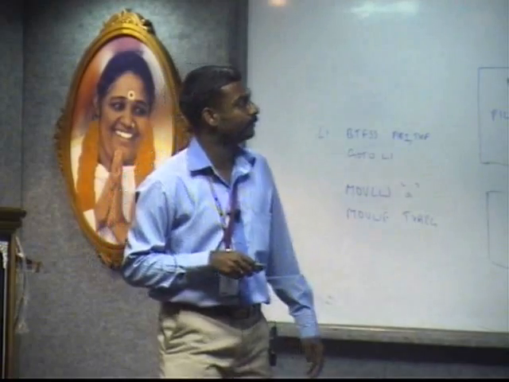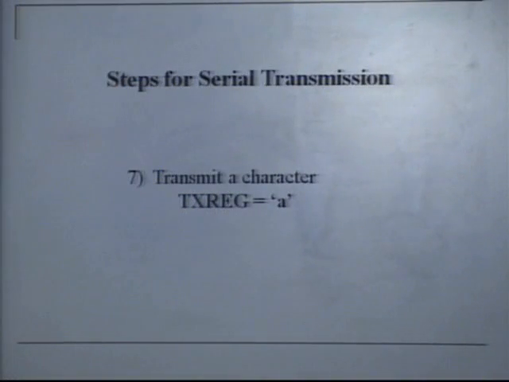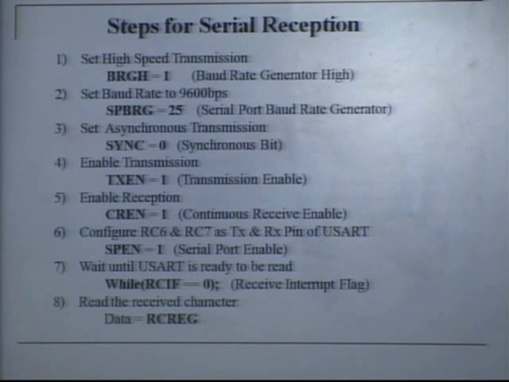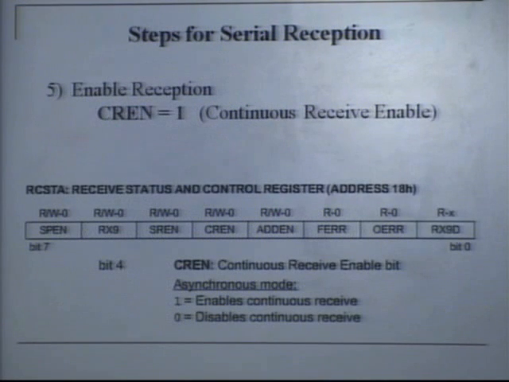These are the steps for transmission. Next we need to see the steps for reception. So what are the steps for reception? There are only very small changes. Registers are almost the same, steps are also almost the same. There is some addition in this step. Here you can see the CREN bit. That is additional. Similarly, instead of TXIF, you will be checking RCIF, and finally your received data will be present in RCREG. So this is the step which has been changed.